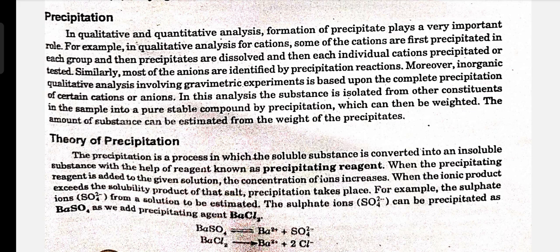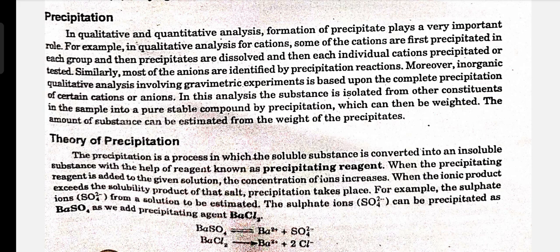gravimetric experiment is based upon the complete precipitation of certain cations or anions. In this analysis, the substance is isolated from other constituents in the sample into a pure stable compound by precipitation, which can then be weighed. The amount of substance can be estimated from the weight of the precipitate.